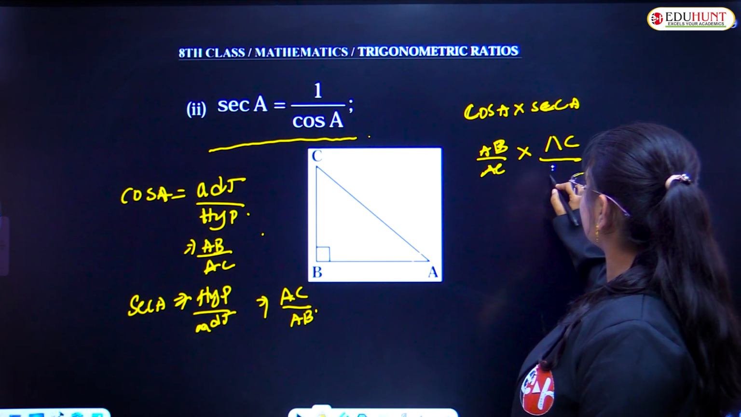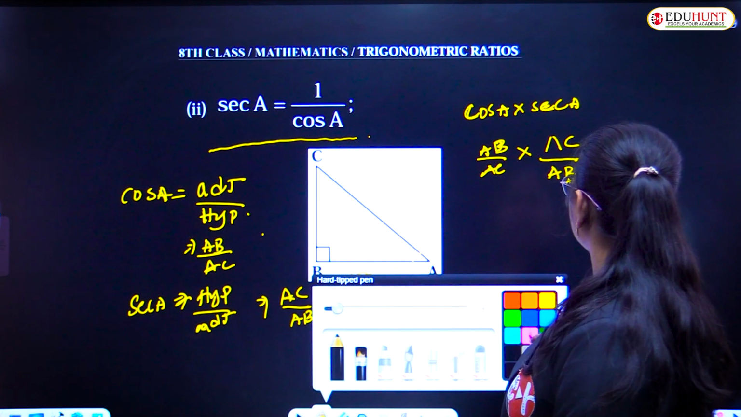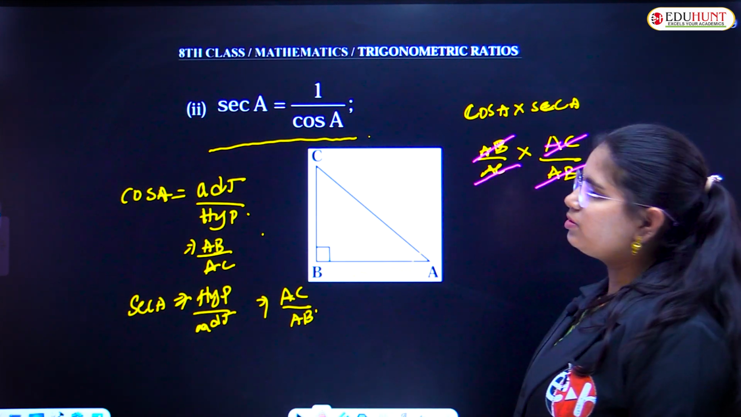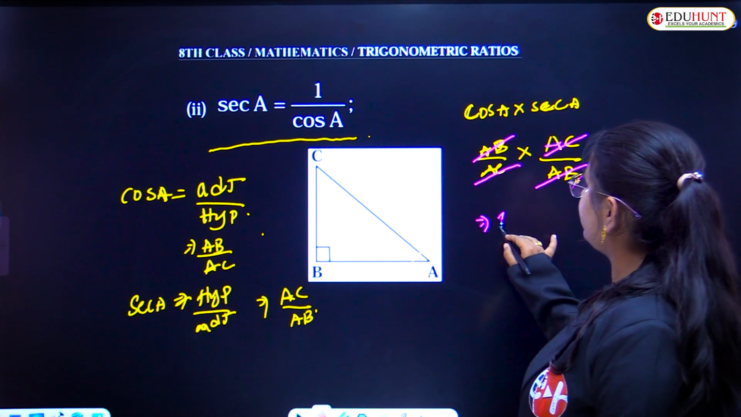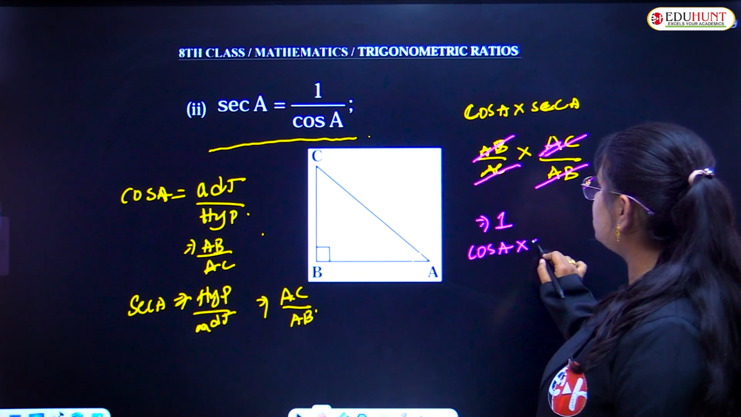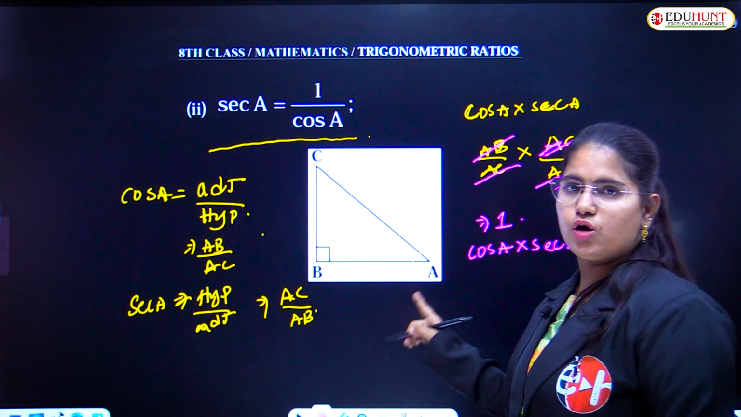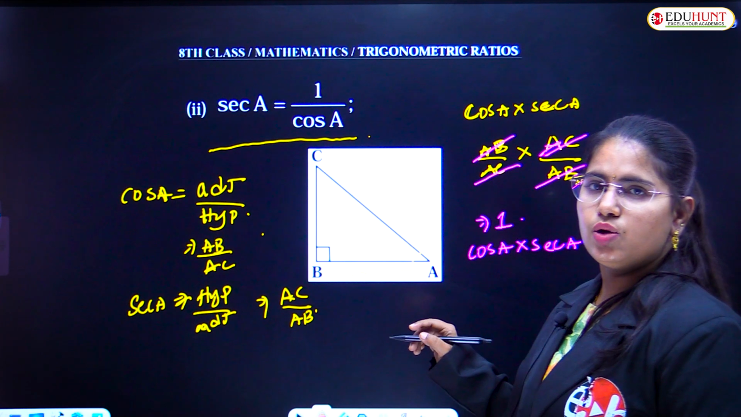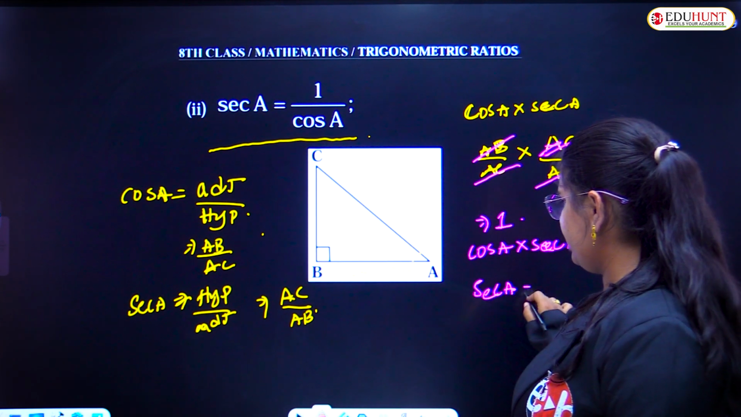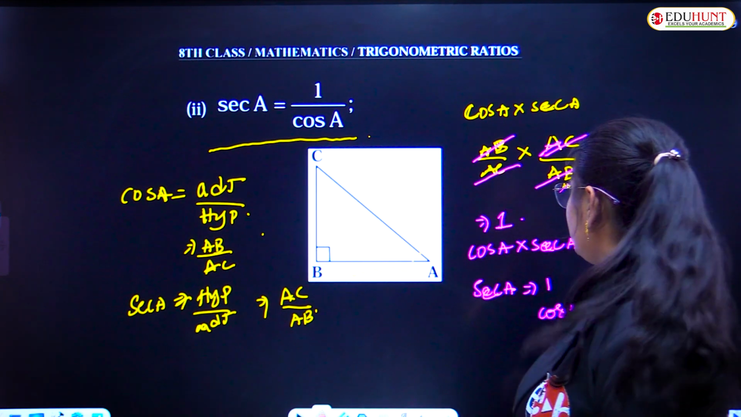And the secant A value is AC by AB. Cancel these both: AC, AC, AB, AB cancel, and you will be left with 1. So cos A into secant A is equal to 1. If I want to find the value of the trigonometric ratio secant A, it becomes 1 divided by cos A.